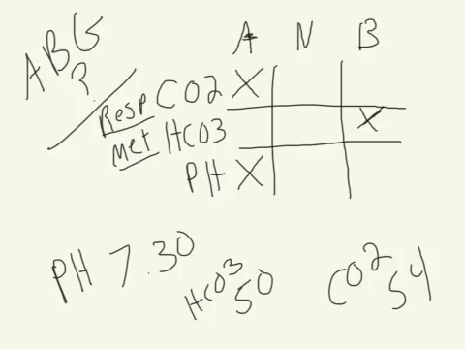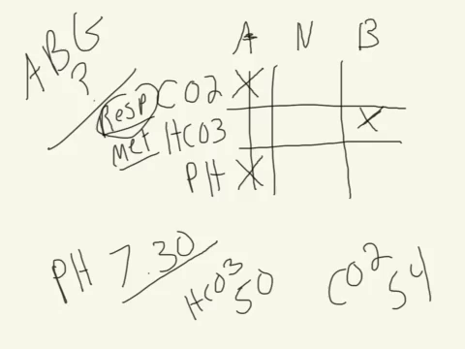Now we can see that we have more X's on this side than we do over here, so we know we have an acidosis. Since we have CO2 up here, we have a respiratory acidosis. Now we have to figure out if it's compensating, and if it is compensating, what's compensating for it? In this situation at 7.30, we know we're not fully compensated, we're partially compensated.